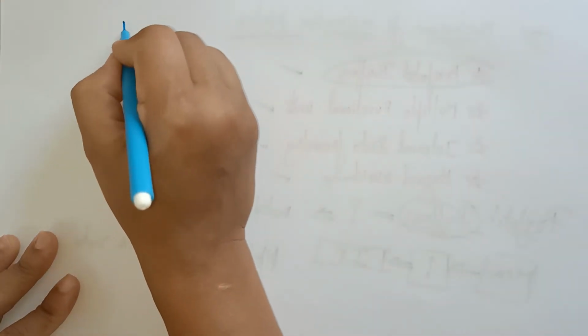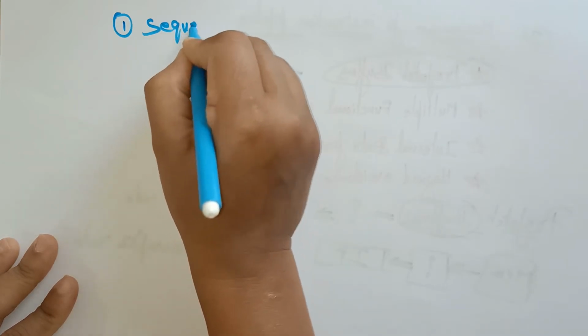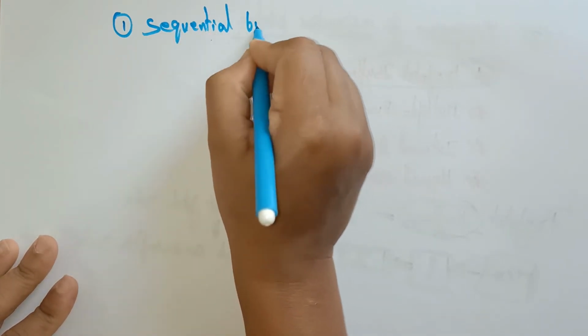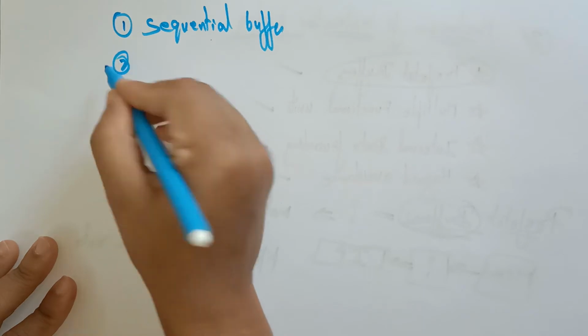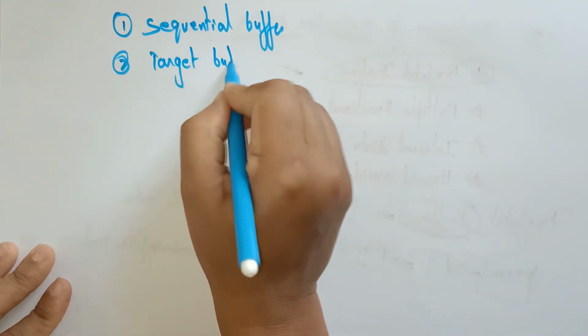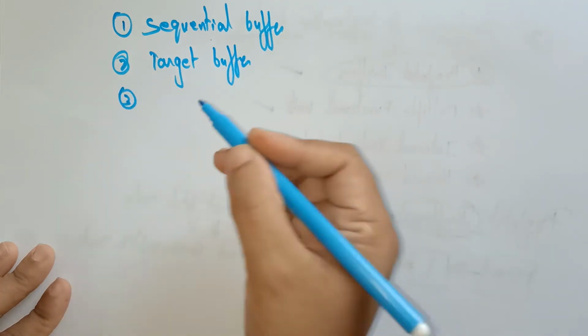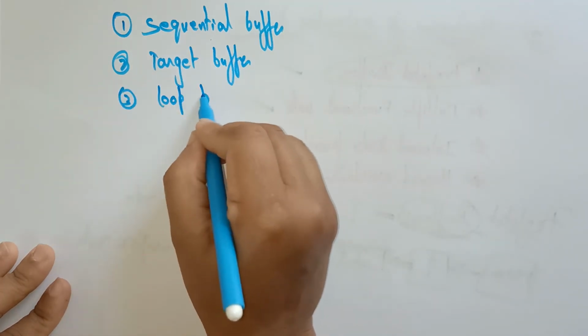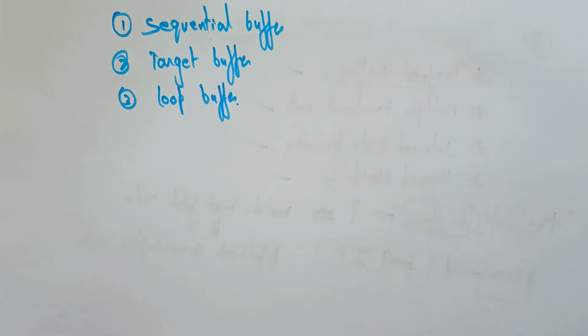In the market, we have 3 types of buffers. One type is the sequential buffer. The second type is the target buffer. And the third one is the loop buffer. So this is the buffer selection. You have to select the buffers based on your user requirement. Okay, so now let's discuss one by one.